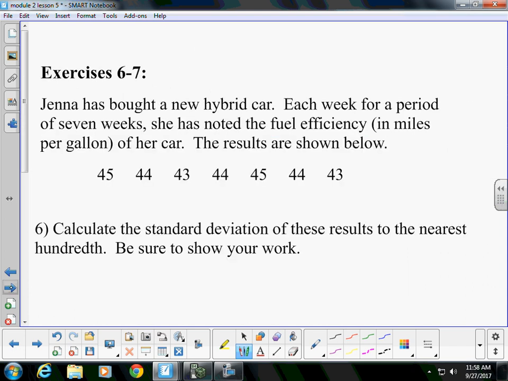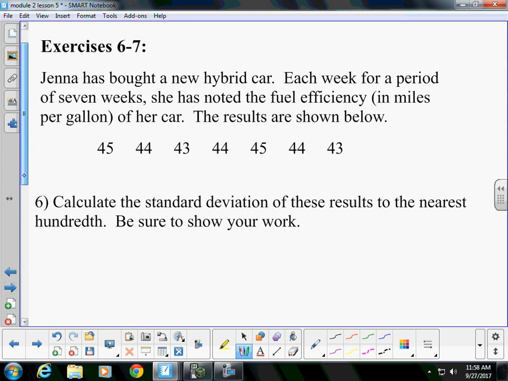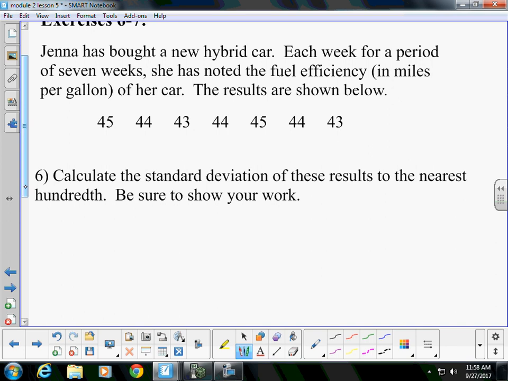So that's what standard deviation means. Okay, let's see if it makes more sense when we go over this one. Jenna has bought a new hybrid car. Each week for a period of 7 weeks, she has noted the fuel efficiency in her car, how well it lasts. The results are shown below. Calculate standard deviations to the nearest hundredth.